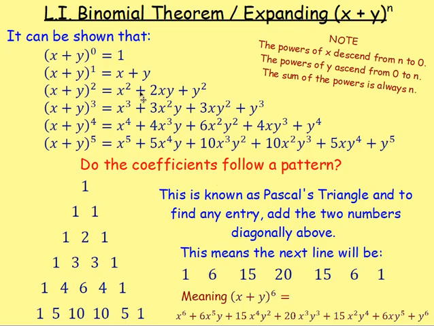Do they follow a pattern? Well, if you think about the coefficient here, we've just got a 1. We've got 1x, 1y, 1 and 1. 1x squared, 2xy, 1y squared. Write down the coefficients. What we'll notice is to get each row, you're always starting with a 1.